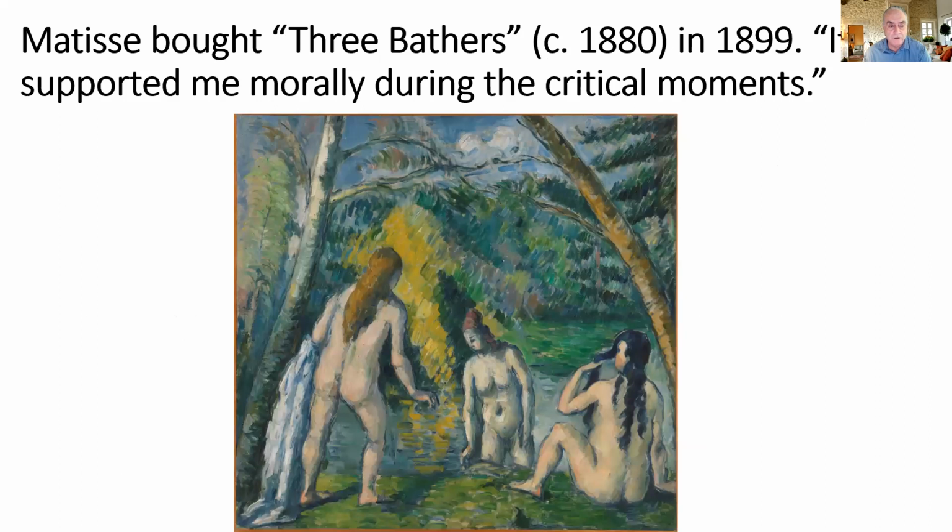This is the Three Bathers that Matisse bought. Cezanne painted it around 1880, and Matisse bought it about 20 years later. This kind of handling of brushstrokes, where you can see the machinery of the application and yet at the same time you've got the representation, is a wonderful aspect of modern art, but it's all there in Cezanne.